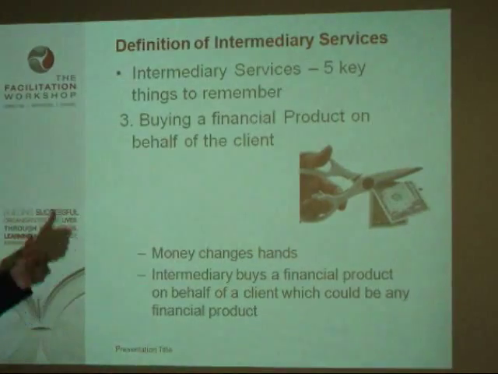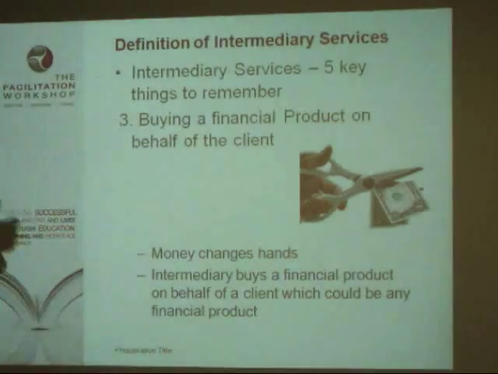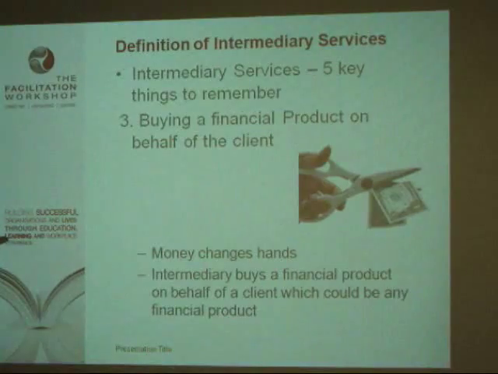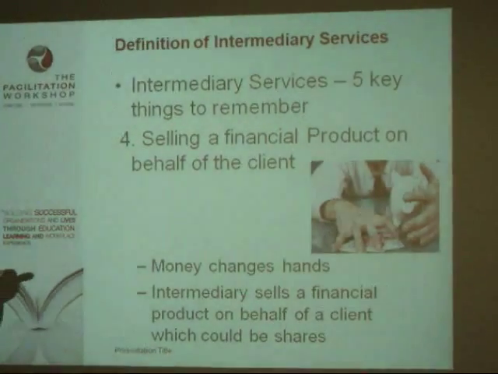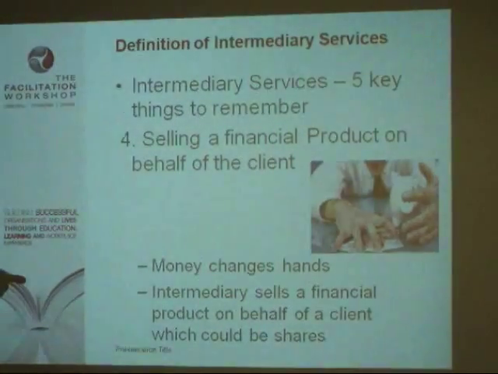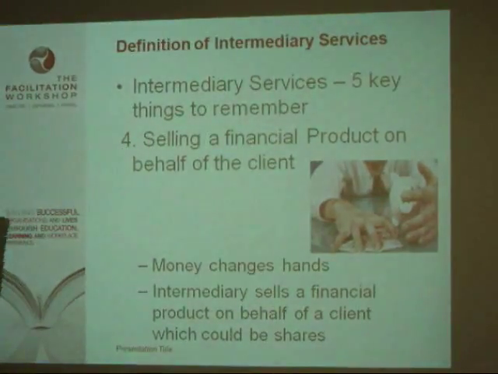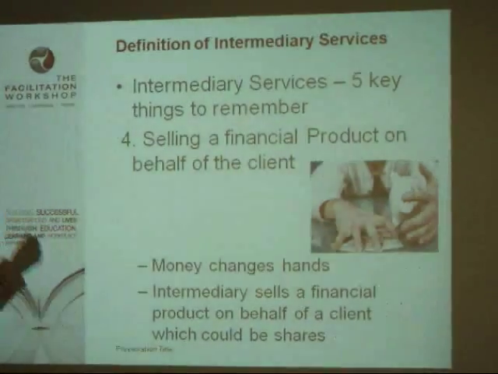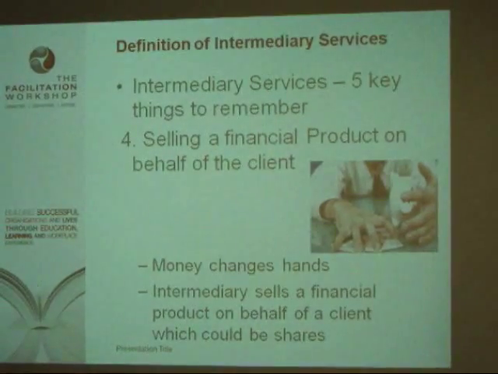Number 3, your client will either be buying, or you will be buying a financial product on behalf of your client. Remember that money will change hands. The intermediary will buy a financial product on behalf of the client. The fourth point, you will be selling a financial product on behalf of the client. So again, money will change hands and the intermediary will sell a financial product to the client or on behalf of his client. So for example, in this case, it could be the selling of shares on behalf of your client.